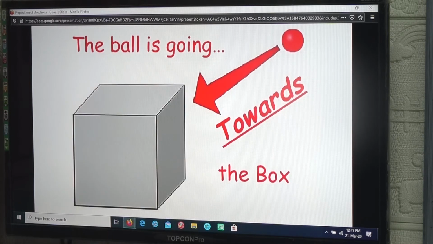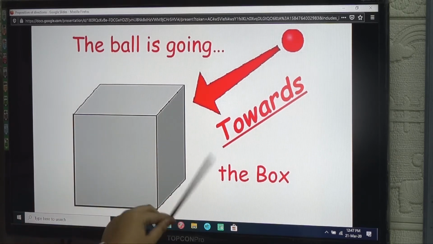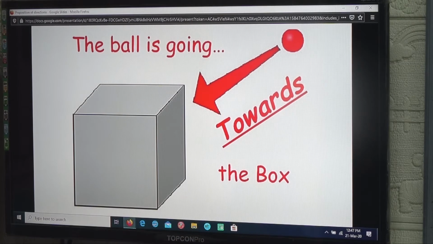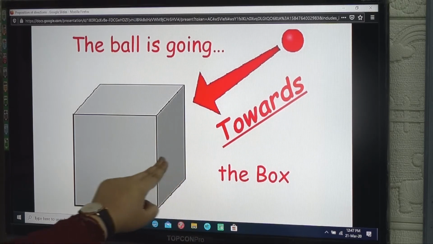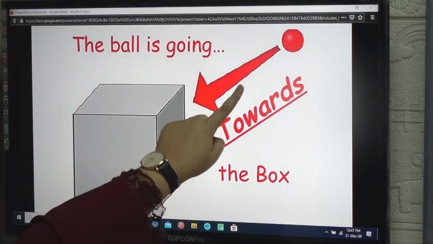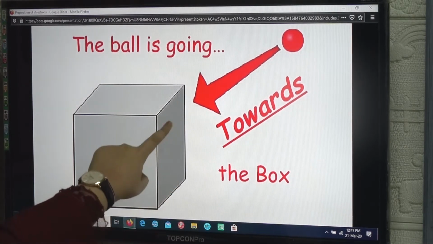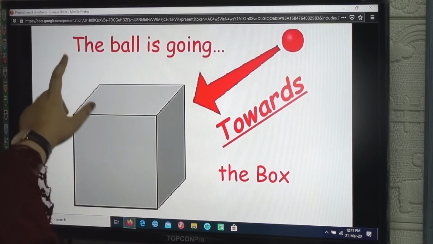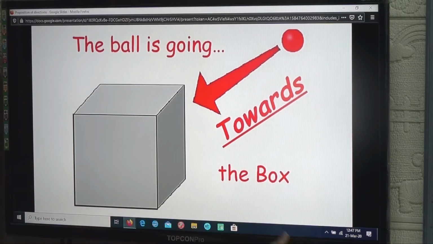Next one. The ball is going towards the box. So towards, as I told you, it means going to something. Towards means in one direction. So the direction is at the box. The ball is basically rolling to the box. So that's why I use towards instead of to. The ball is going towards the box.